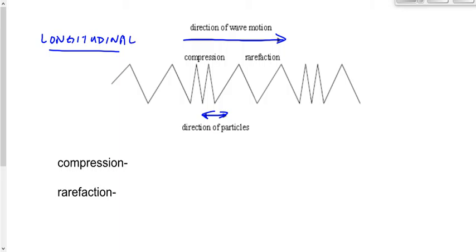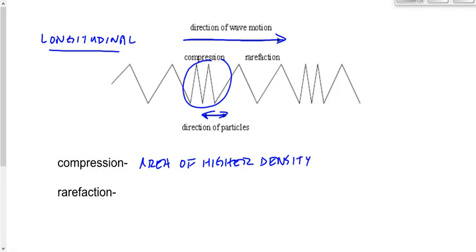Compression and rarefaction. A compression is a zone like this where you have higher density. In other words, the material that's carrying this wave is scrunched together. You guys saw in the demonstration I did a little while ago, when the slinky wave was going down there as a longitudinal wave, you guys saw this area where the slinky was compressed. That was the compression.